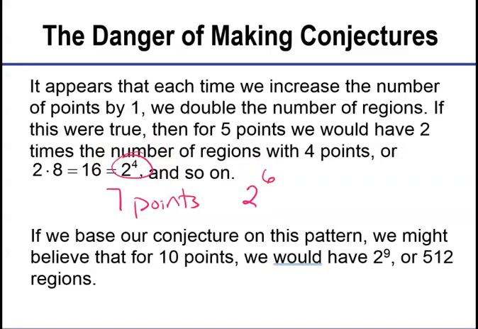Or they go on to say here, if we base our conjecture on the pattern, we might believe that for 10 points, we would have 2 to the 9th, or 512 regions. That's a lot of regions, y'all.